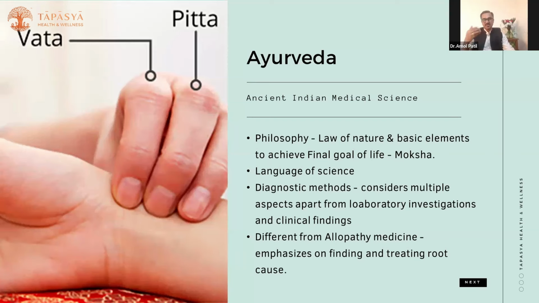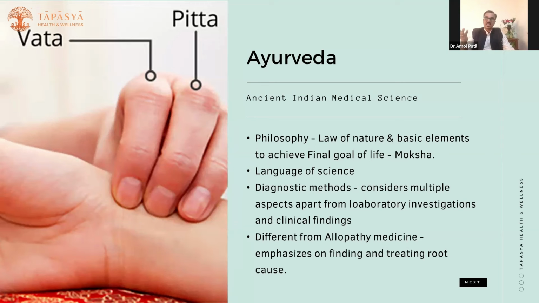Now, when we speak about the law of nature, it's all about the basic elements, that is ether, air, fire, water, and soil. So whatever the basic principles are in nature, the body is also made up and formed with the same laws. That is why whatever is happening in the outer world, the same thing happens inside our body, or in the inner part of the body.